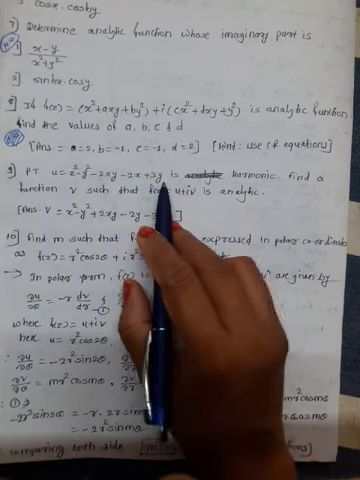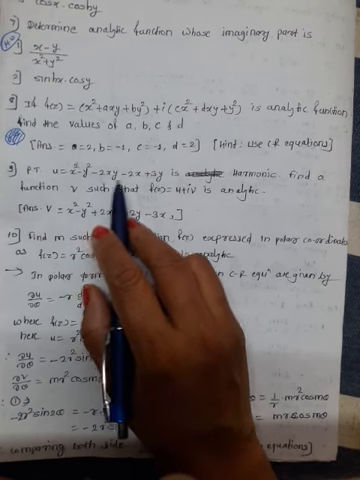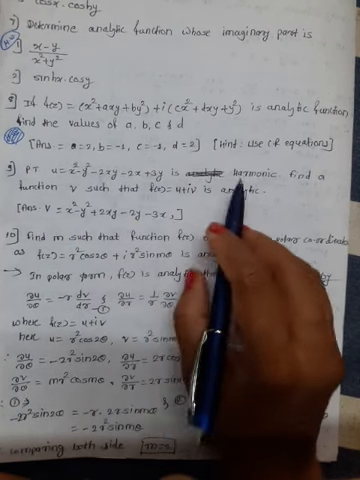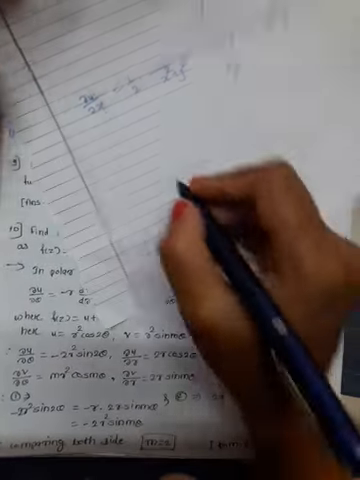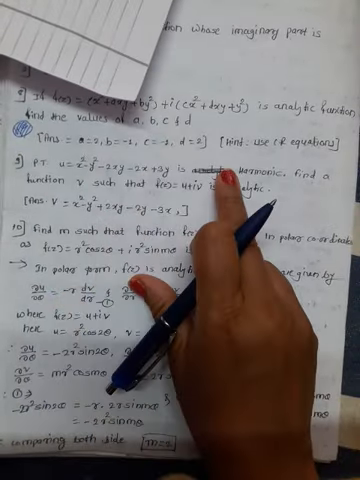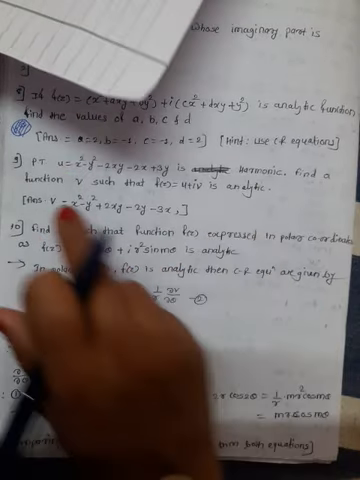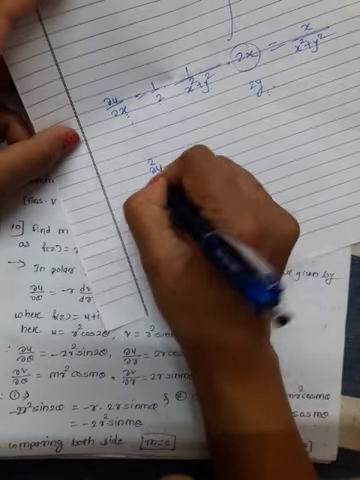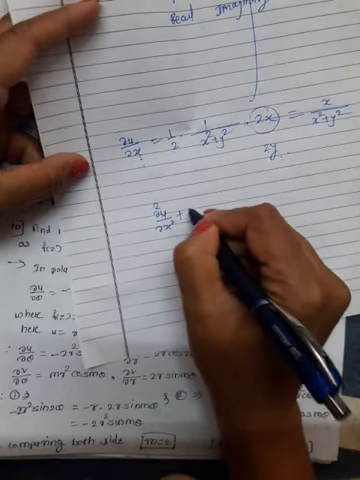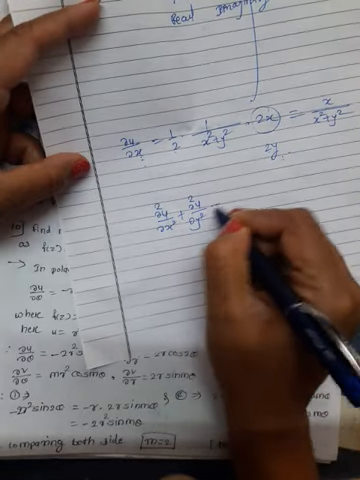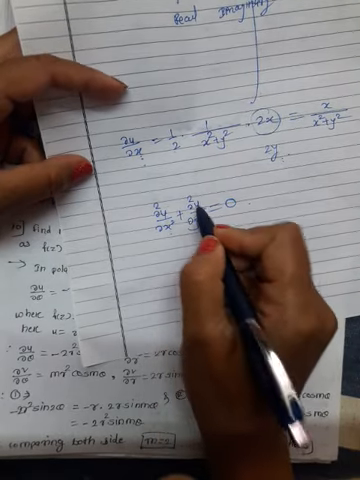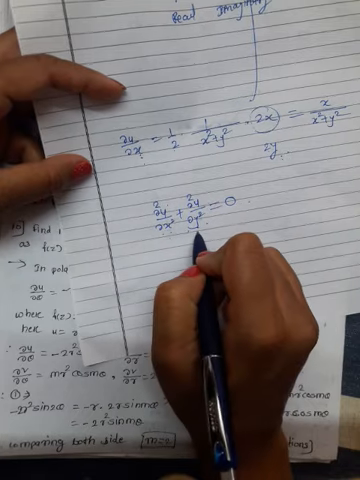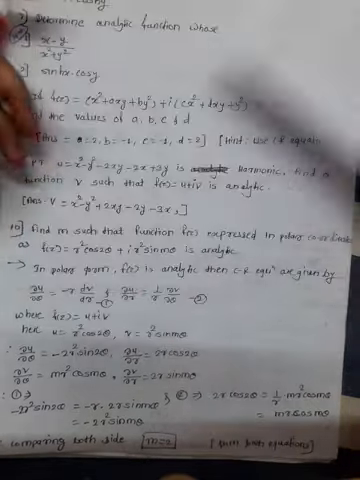Now next, prove that u is given as x² minus y² minus 2xy minus 2x plus 3y is a harmonic function. Harmonic function means what? It must satisfy the Laplace equation. U must satisfy the Laplace equation, then and only then u is called a harmonic function. That means you have to prove ∂²u/∂x² plus ∂²u/∂y² is equal to 0. Calculate the double derivative of u with respect to x and the double derivative of u with respect to y. Add these two expressions, it must be 0.